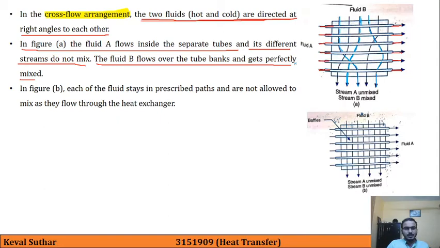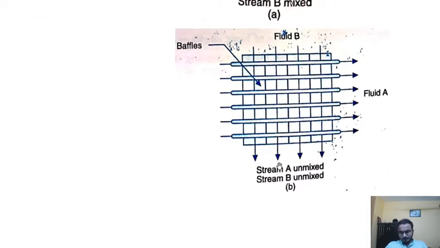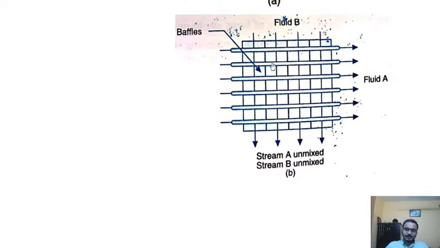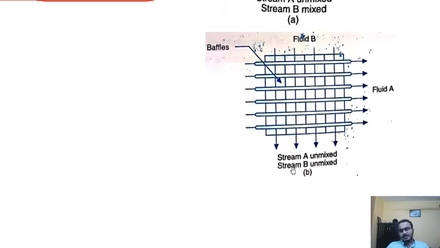Now if we see our figure B, each of the fluids stays in its prescribed path, and they are not allowed to mix as they flow with each other. So here both fluid A and fluid B are given their predefined paths so that they do not get mixed with each other. Through horizontal pipes the fluid A is passing, and fluid B is also given a restricted path so that its streams don't mix.